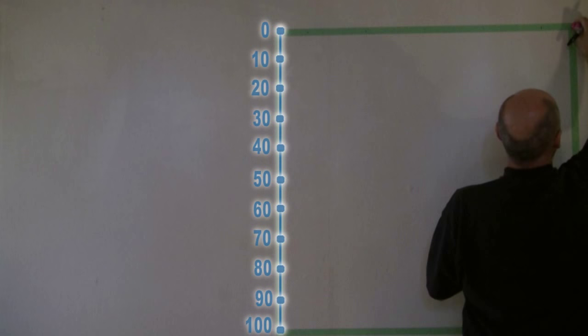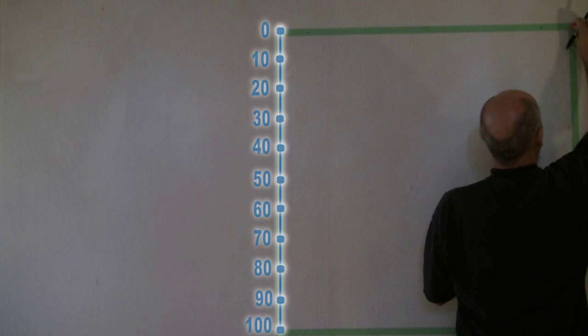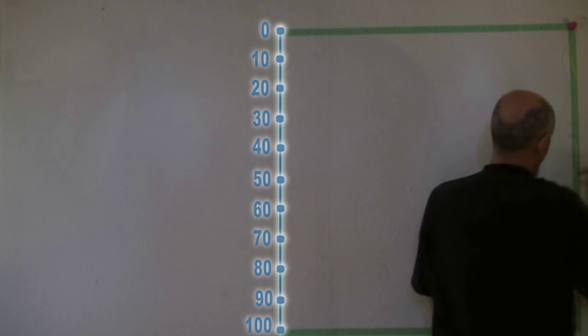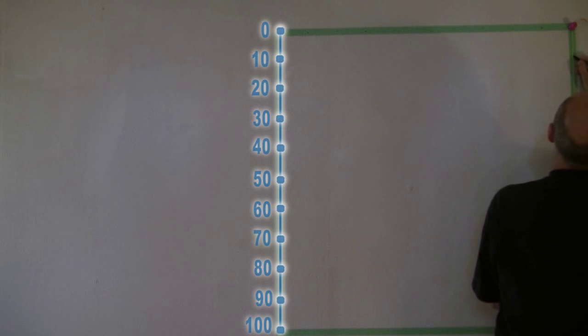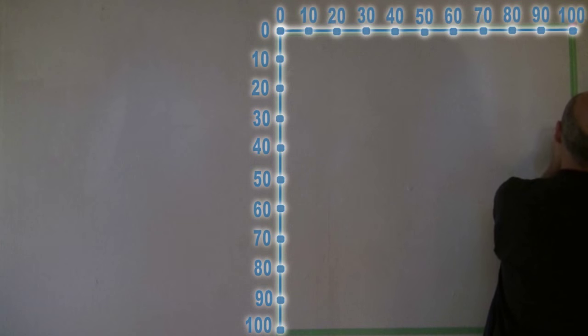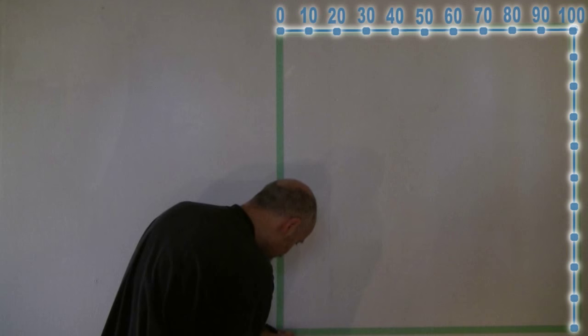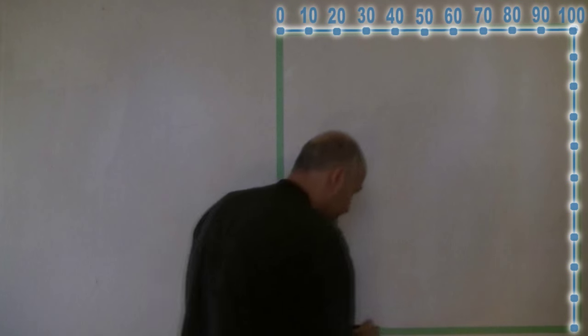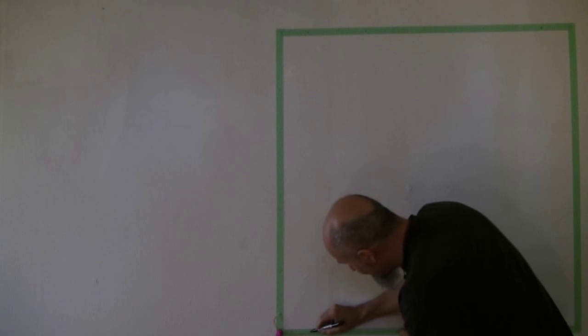We need this guy. Where is that? There it is. So we're going to put the 10 centimeter marks here. Right. It is there. And we need one more across down here, right? Let's put the marks here.